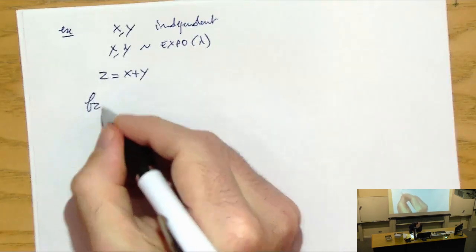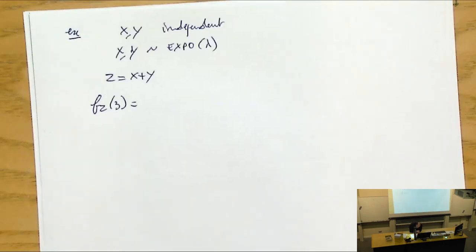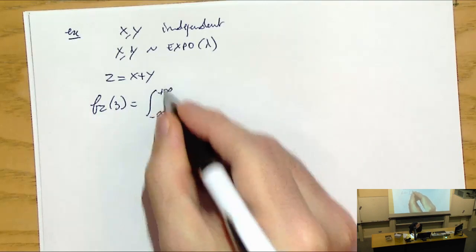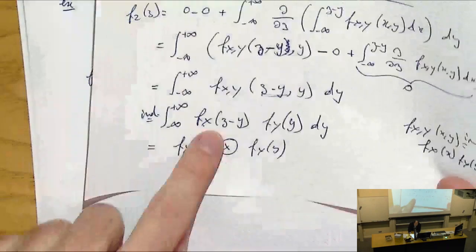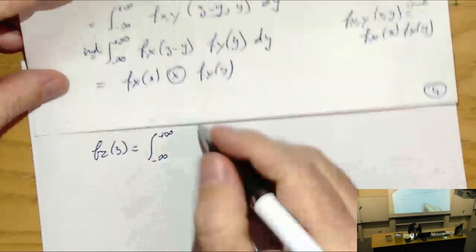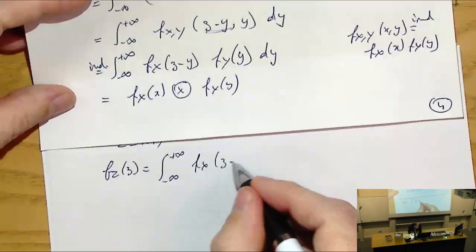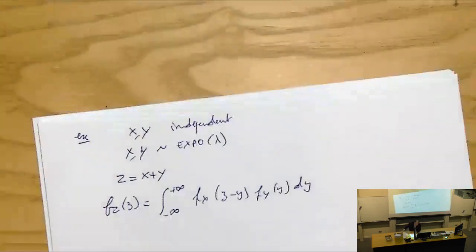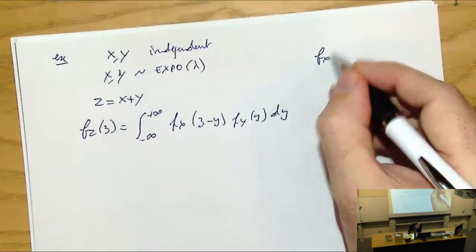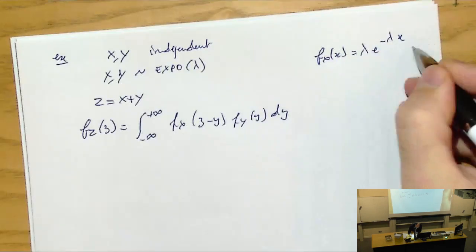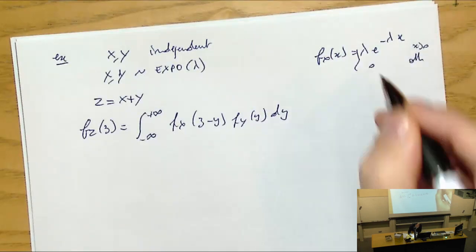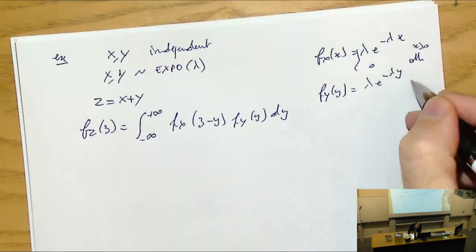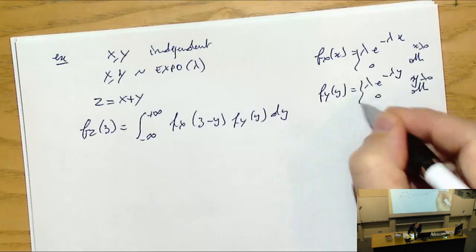Right? So we can look at the PDF of z as what? As an integral between minus infinity and plus infinity of what we have here. So this is f of x (z minus y) multiplied by f of y dy. Right? And so what is f of x here is lambda e to the minus lambda x for x positive, otherwise it is 0. And f of y is the same thing for y positive, and otherwise it's 0.